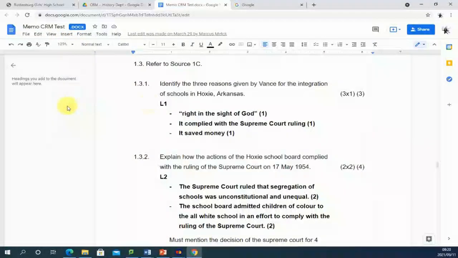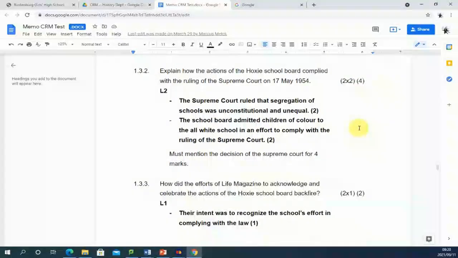Let's just try question 5. That's fine. Okay, so identify the 3 reasons by Vance for the integration of schools in Hoxie, Arkansas. So directly from the source we are pulling this. This is a level 1 question. It was right inside. It complied with the Supreme Court ruling and it saved money.